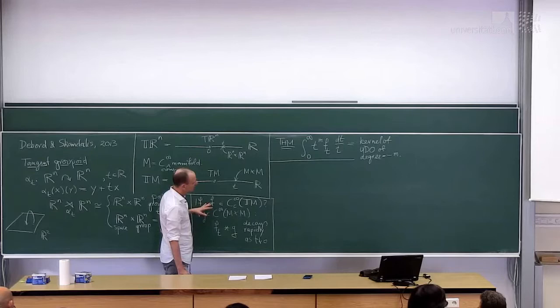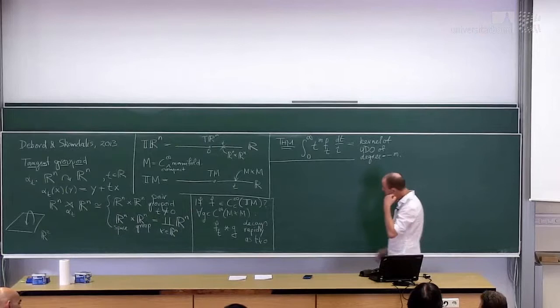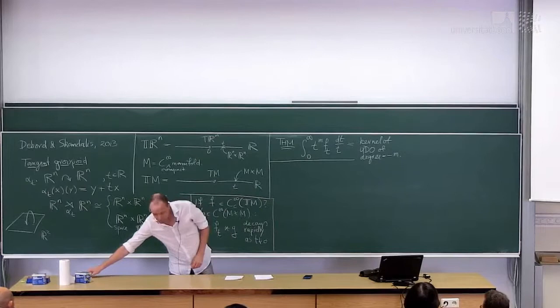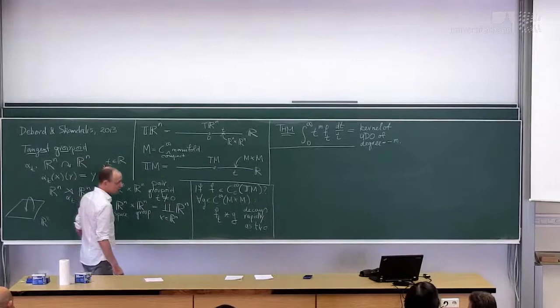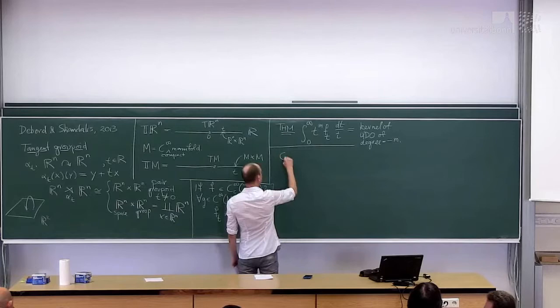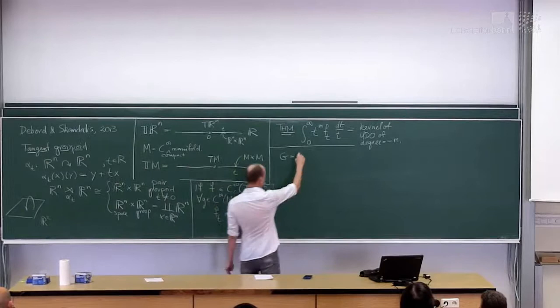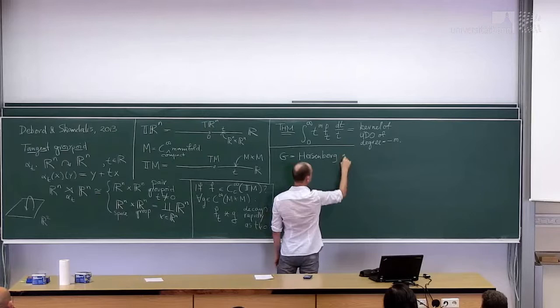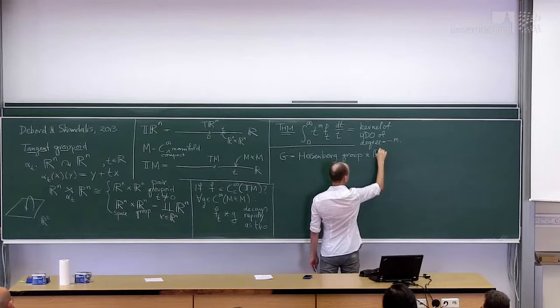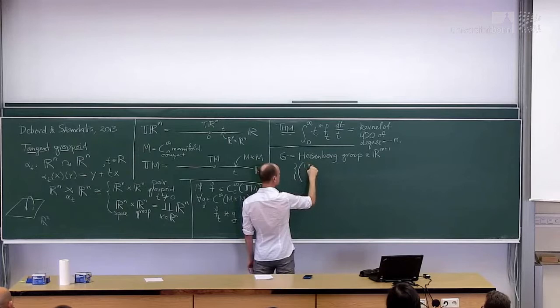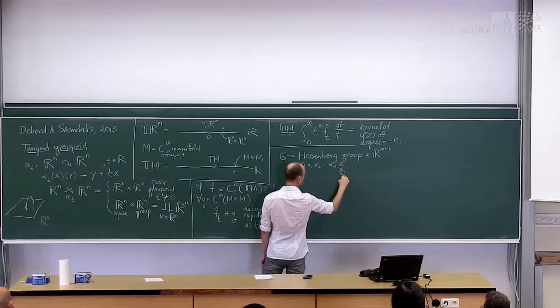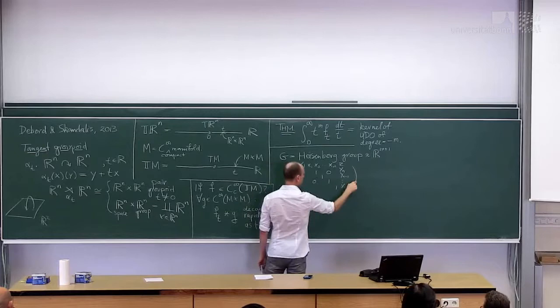So what was the motivation to look at this, other than that it's interesting? There's a different case that I would like to understand, and let me explain the modified setting. We're going to play this tangent groupoid game with a different group, namely the Heisenberg group, of dimension 2n plus 1. Heisenberg group, I hope you know it, but if you don't, that's it.